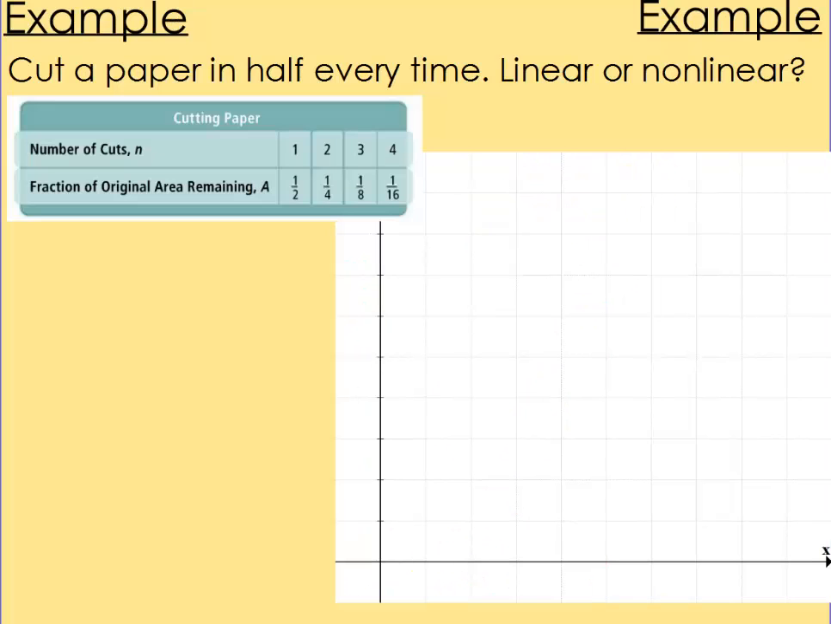All right, why don't you try this out? So pause the video. All right, so I want to graph this pattern. This is a little different here. It's kind of maybe a little bit more difficult. So number of cuts n. This is going to be on the x-axis. So I'm going to call this number of cuts n. And on the y-axis, we're going to say fraction remaining.